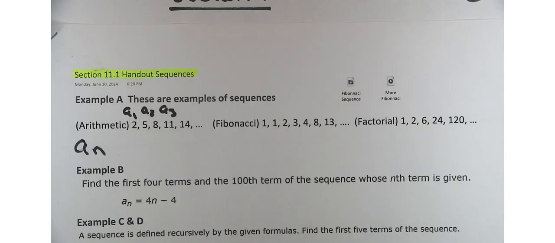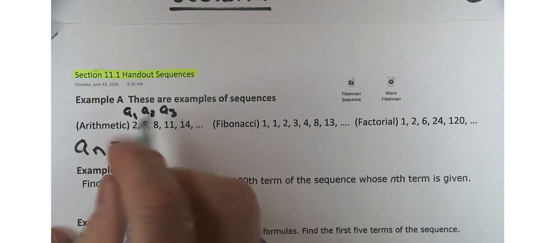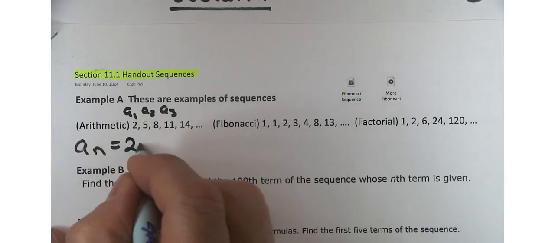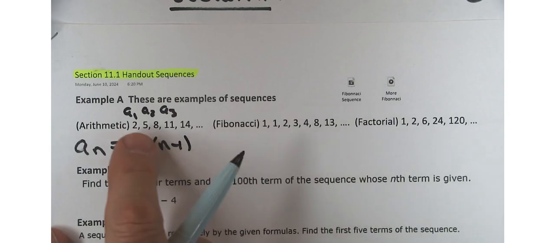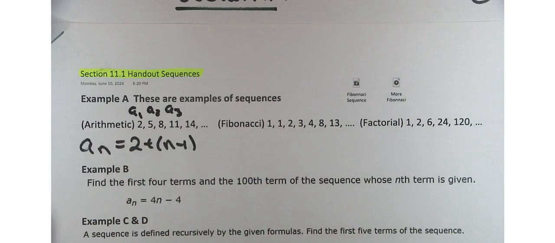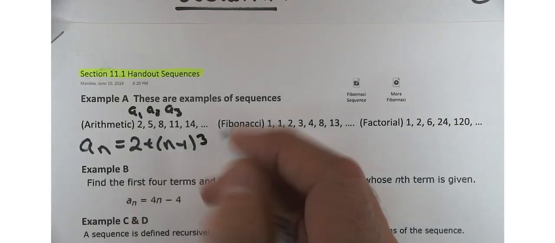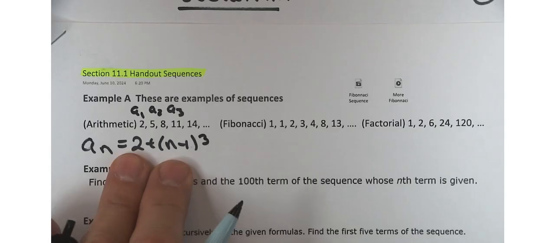In this case, because it's an arithmetic sequence, I can find one pretty easily. Remember this from college algebra. A sub n would equal the first term plus n minus 1 times, well, what is it that we're doing to get from one term to the next? You're adding 3. So it's n minus 1 times 3. You could simplify that. I prefer it like this.